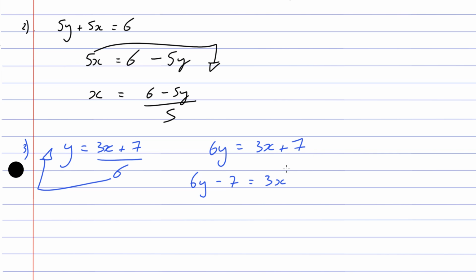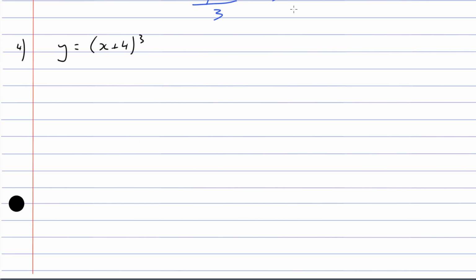Then divide both sides by 3, or the 3 does a swap and drop, and it becomes x is equal to 6y minus 7 over 3. Doesn't matter which side you put the variables on.